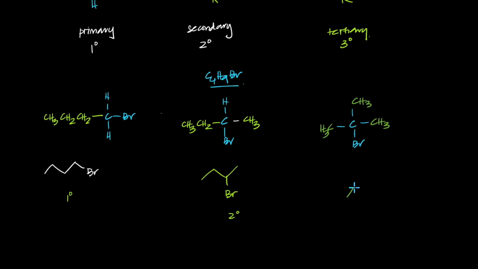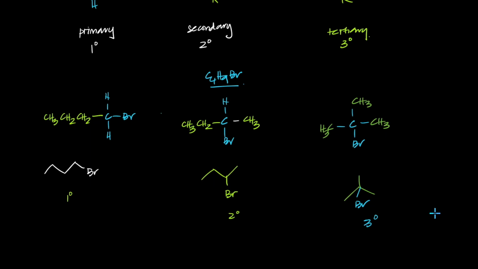And that would be 1 2 3, and now you have to have a Br, so you can put the Br this way. And this is tertiary. So each halogenoalkane can be primary, secondary, or tertiary.